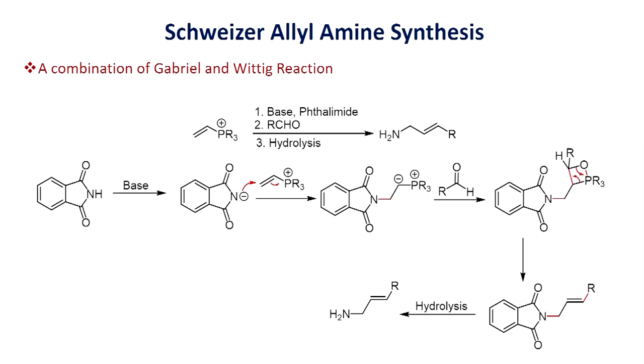As you can see in this slide, the reaction of vinyl phosphonium chloride with imide, followed by reaction with aldehyde and hydrolysis, gives allyl amine as a product. There are several methods available for the synthesis of allyl amine. This is one of the efficient routes.